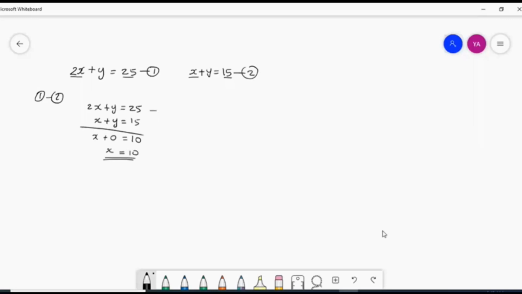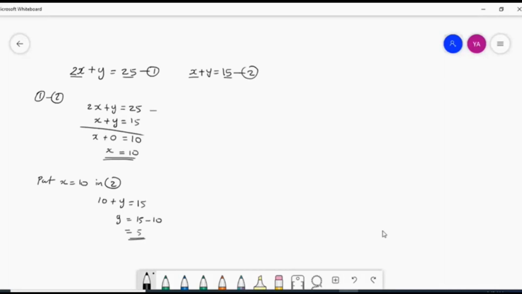Substitute this value of x in one of the equations. So put x is equal to 10 in equation 2. What will you get? 10 plus y is equal to 15, right? So what will be the value of y? y is equal to 15 minus 10, which is 5. So y is equal to 5. Very simple.